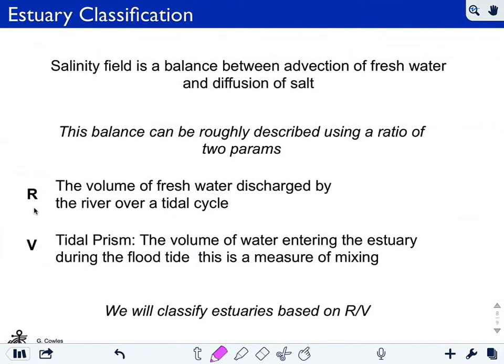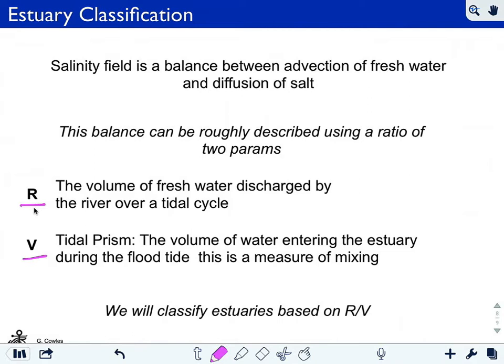Now we can classify estuaries. A key thing that we need to consider is this balance: how much mixing is occurring? How much mixing is occurring can be related back to two very simple things. The first is the river discharge, R. R is a volume. It's the volume of fresh water discharged by the river over a tidal cycle. So how big this volume is depends on the river, the freshwater river flux. Is it a big river? Is it a small river? Essentially, the river discharge. And the other is the tidal prism we just talked about, V.